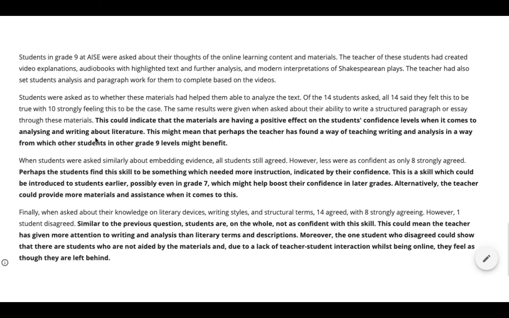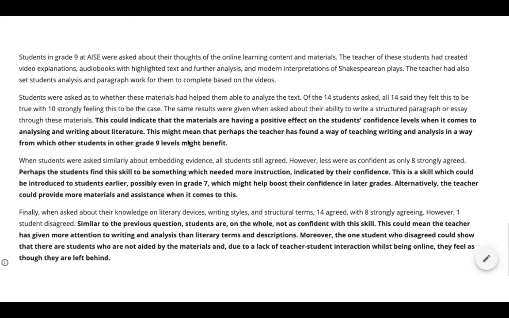So they were asked, can you analyse text? Can you write a structured paragraph or essay? That's what they said. Then I do my analysis. So I've done level 1 and 2, and I'll do a video about this later. This can indicate that the materials are having a positive effect on the students' confidence level when it comes to analysing and writing about literature.